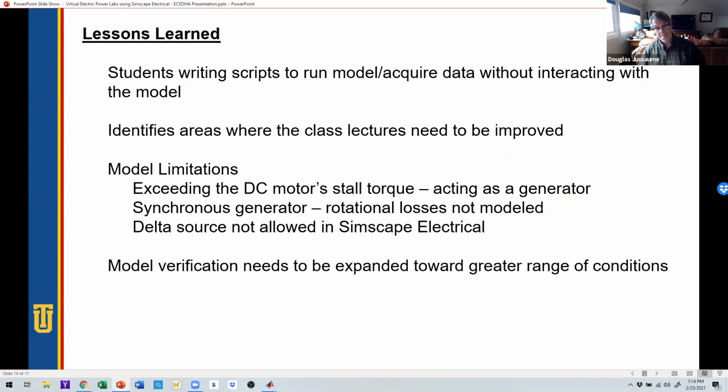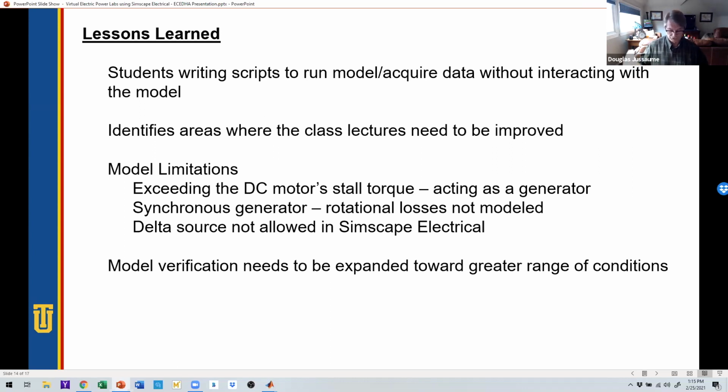So, what did we learn? Well, I had wanted the students to do everything one parameter, one data point at a time to give them that feel. However, students being students, they really wanted to just go in, run the lab, and be done with it. So they started writing scripts to model and acquire the data without interacting with the model. I'm not totally happy or at peace with that.